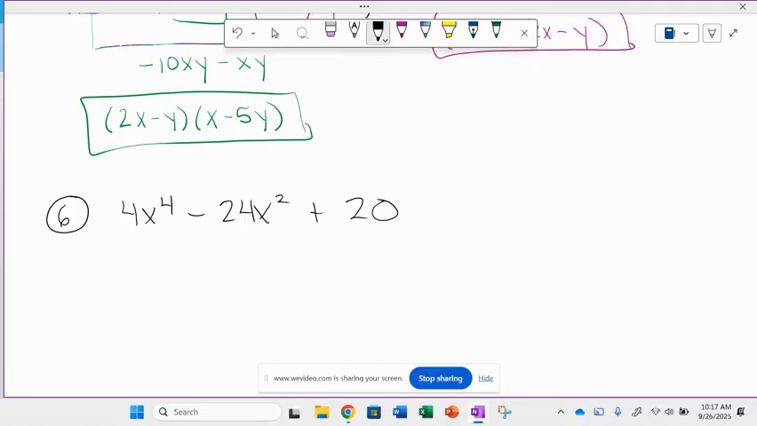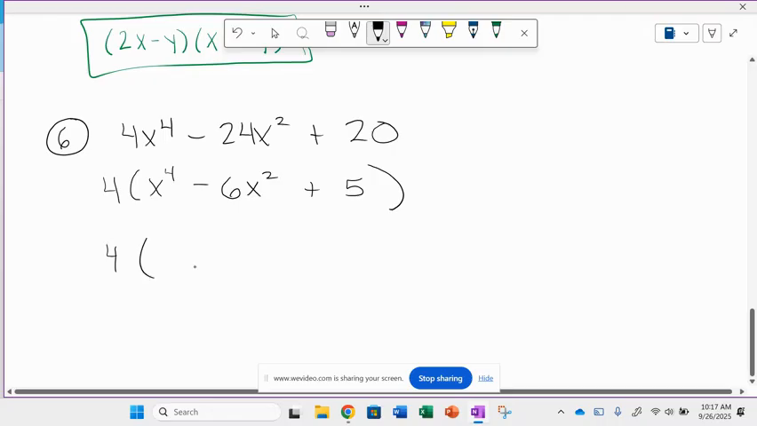Is there a GCF? Yeah, what's our GCF? 4. Oh, wait, before I even do a GCF, this is factorable, right? Because I have one exponent double the other. Do you want to use substitution, or are we okay not using substitution here? Does anybody feel very strongly about using substitution? Okay, good. So if we don't use substitution, we're going to pull out that 4, and we're going to have x to the 4th minus 6x squared plus 5.